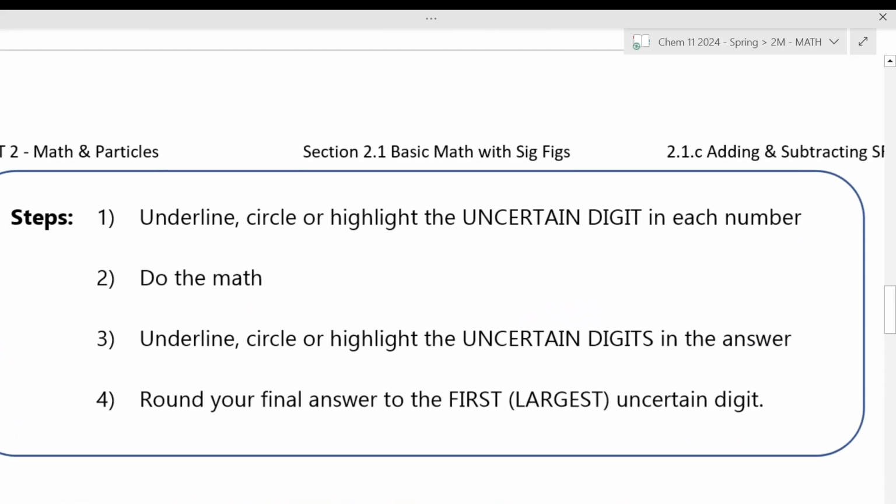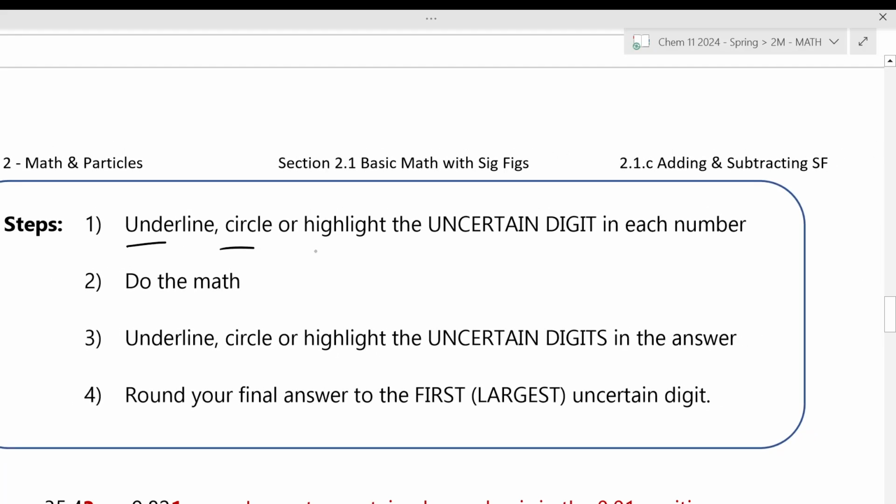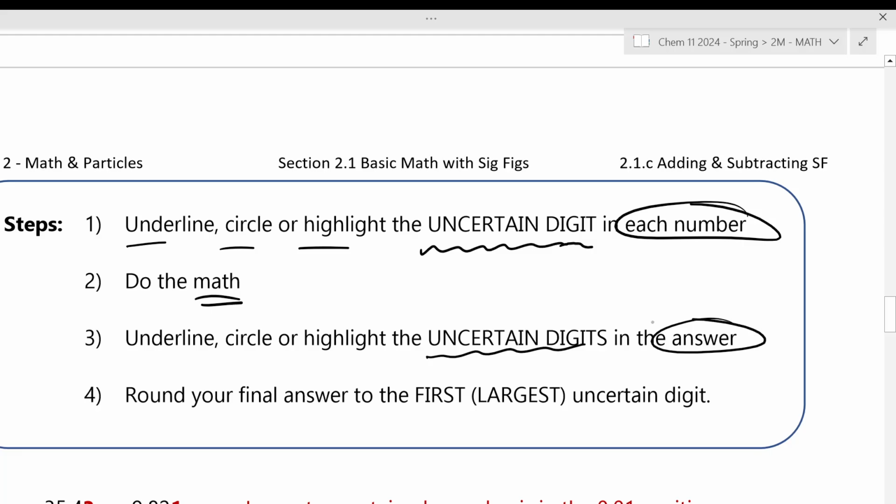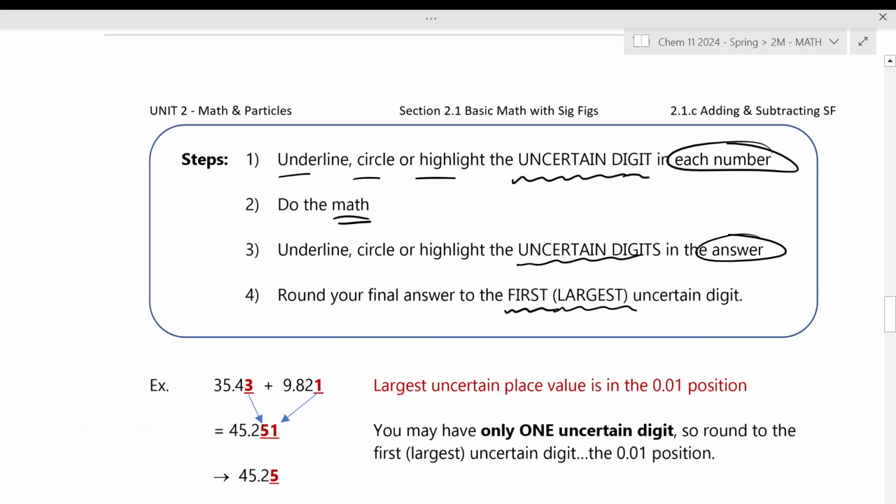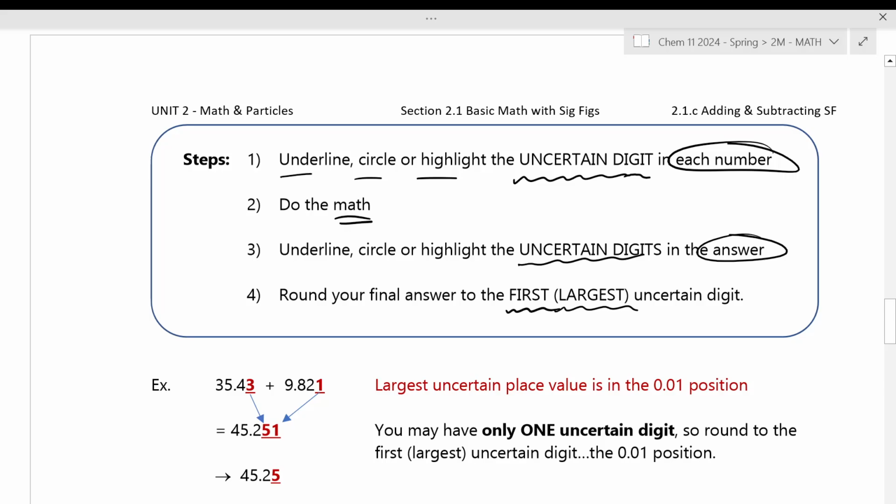Okay, steps. Underline, circle, or highlight the uncertain digit in each number. Do the math. And then you will underline, circle, or highlight the uncertain digits in the answer. Finally, you will round your final answer to the first or largest uncertain digit. Now, you can do these vertically, or you can do them horizontally. Okay, I'm going to show you the horizontal way here.